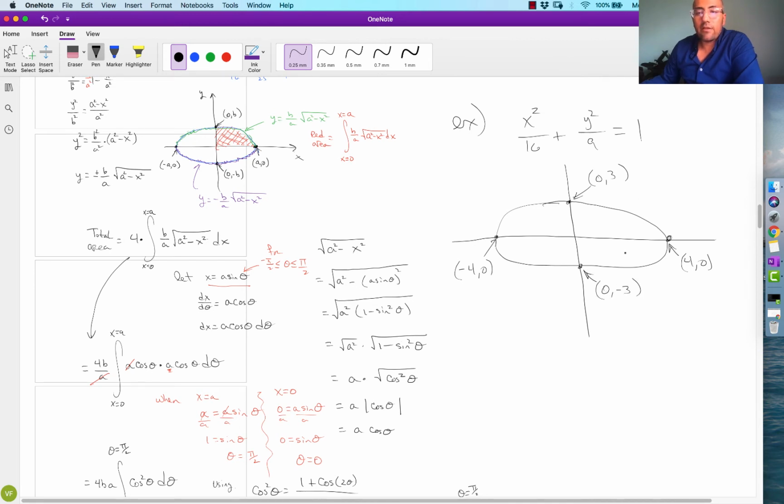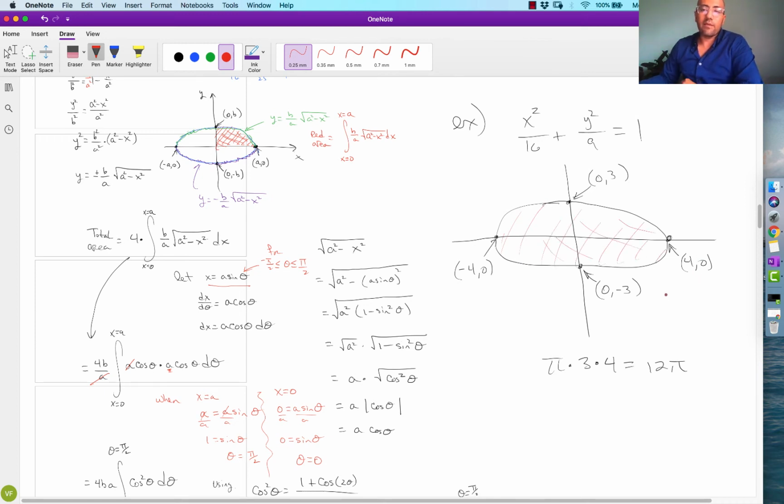And then the area of the entire thing is going to be actually pretty easy. It's going to be pi times 3 times 4, which is 12 pi. The area of the entire thing is 12 pi. So it's a really nice formula for the area of any ellipse.